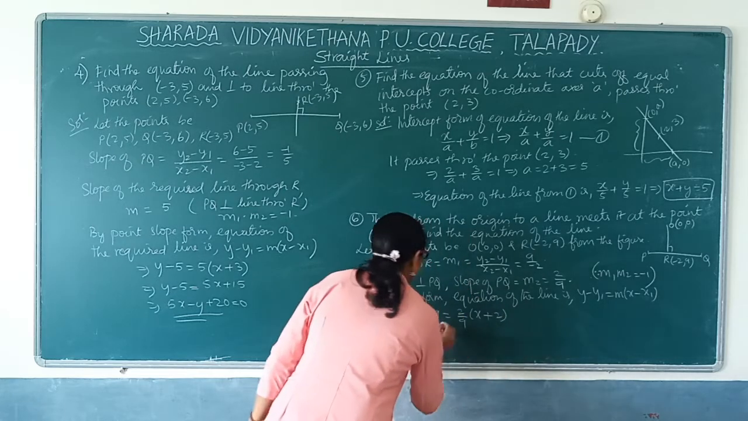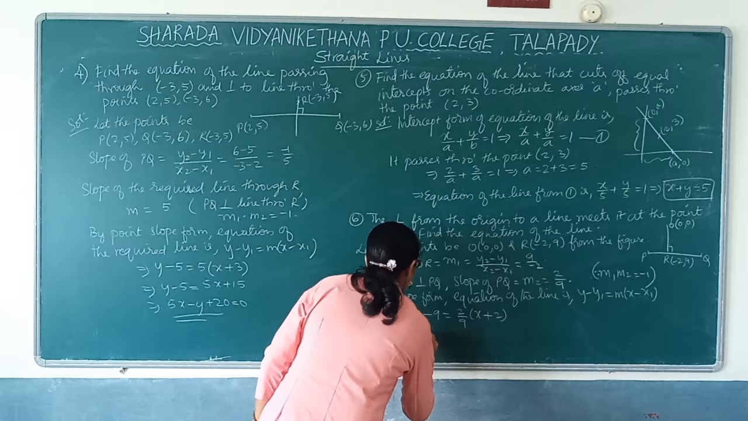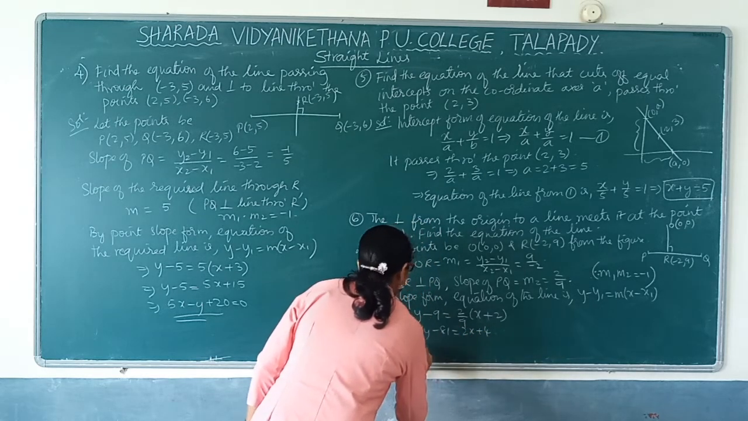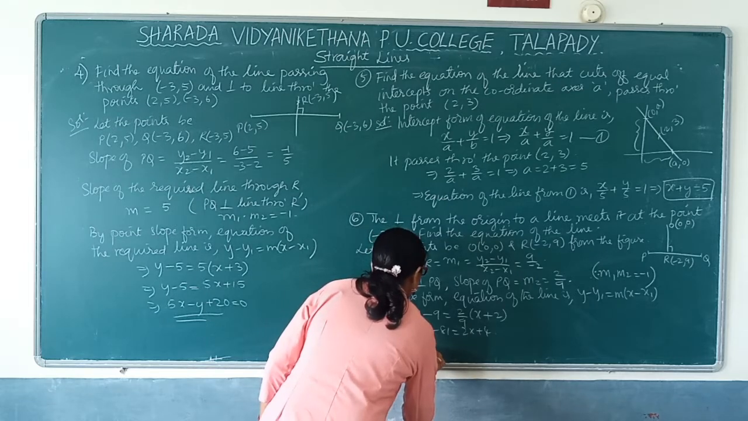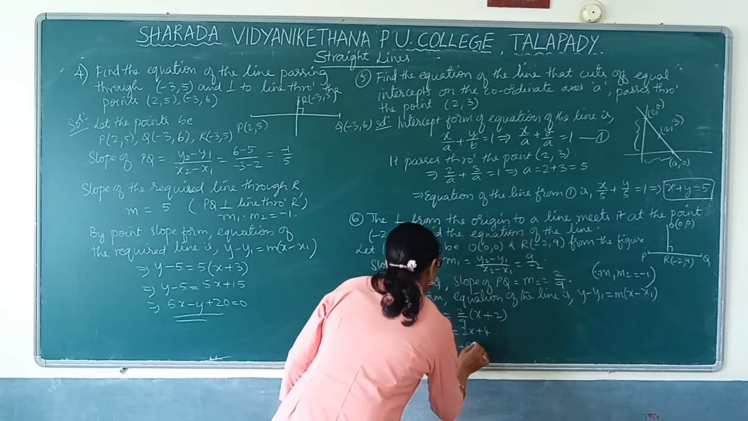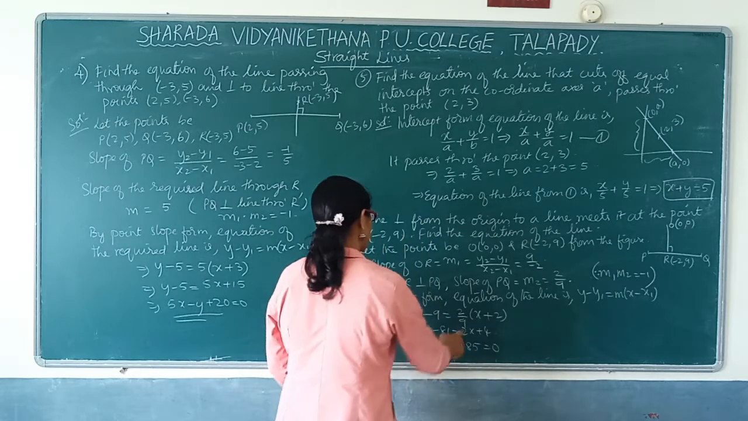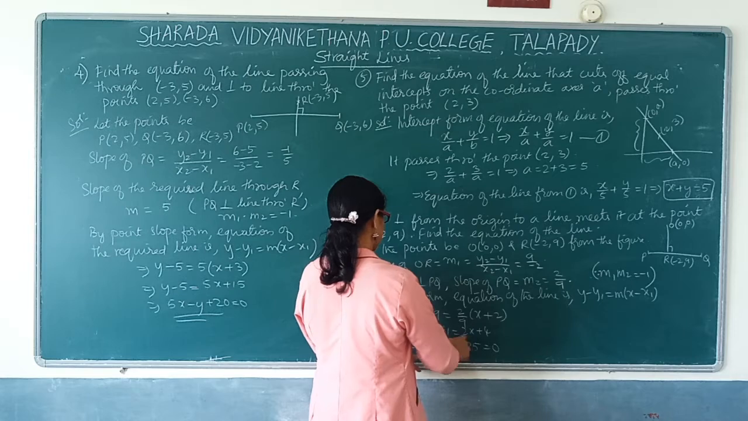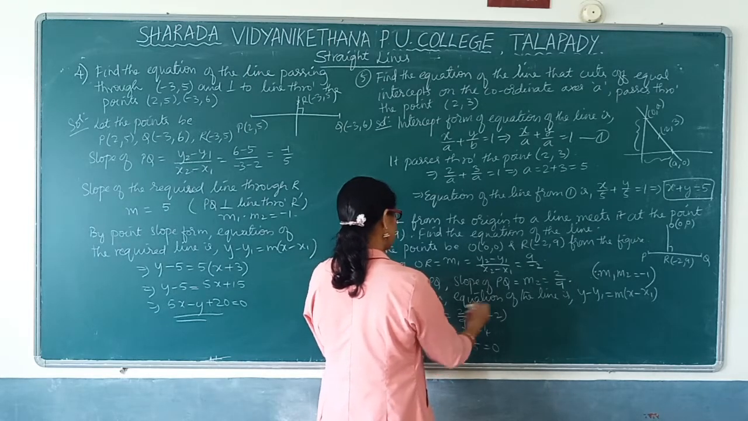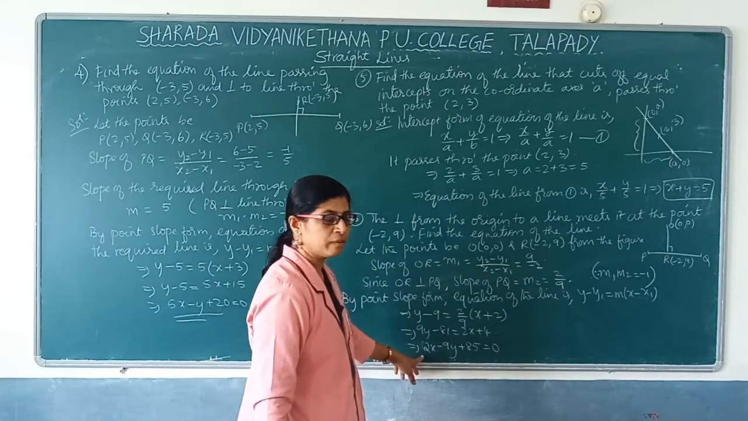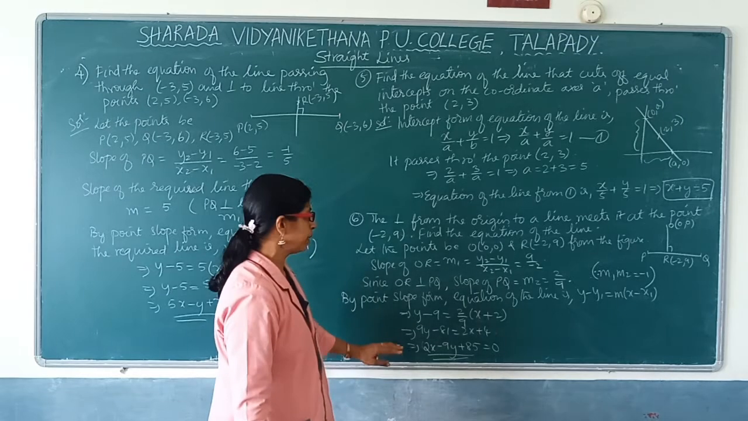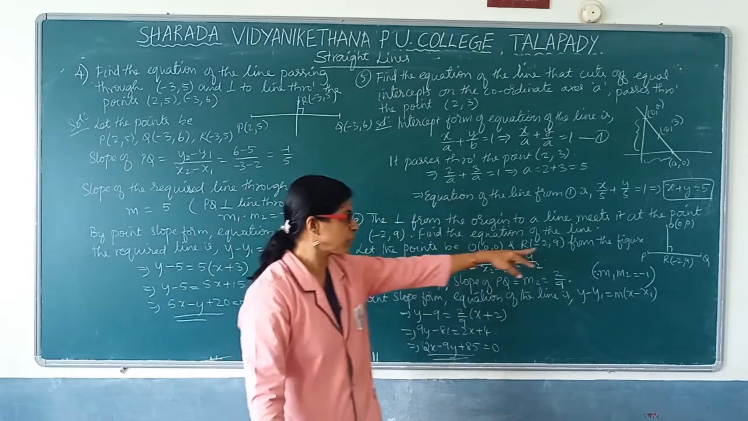Now simplify this. What do we get? 9y minus 81 is equal to 2x plus 4. What can you write? 2x minus 9y plus 85 is equal to 0. Because I am bringing everything to the right hand side: 2x is already there, 9y comes here and becomes negative, 81 is negative here, it comes this side and becomes positive. So 81 plus 4 is nothing but 85. So this is the required equation of the line.